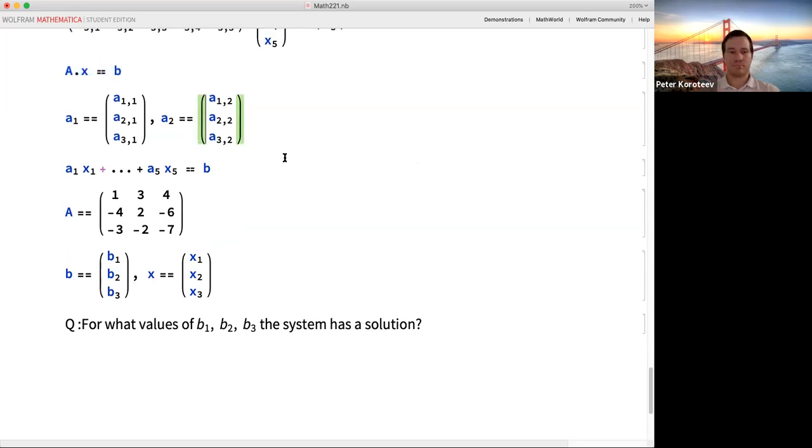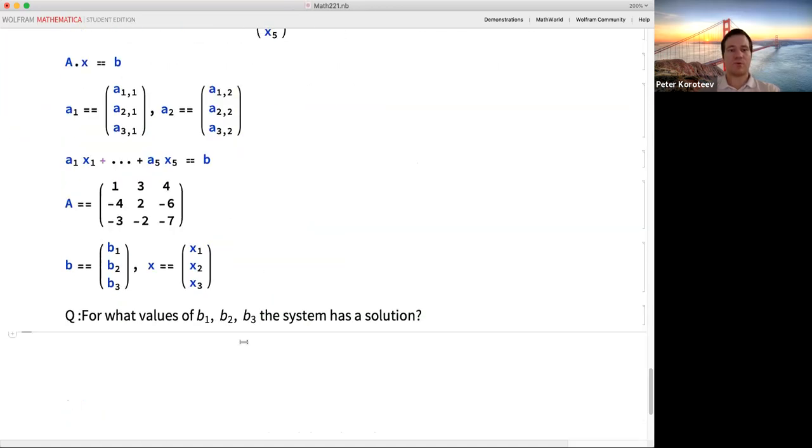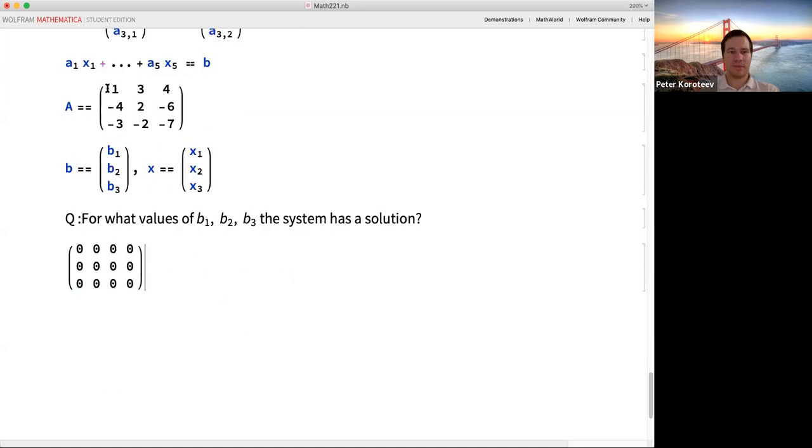Okay. Any questions? So we'll do it by working with the augmented matrix. So we'll put matrix A on the left, and we put b1, b2, b3 on the right. Now, let's do something that we know how to do very well. Let's transform this matrix to the reduced echelon form.